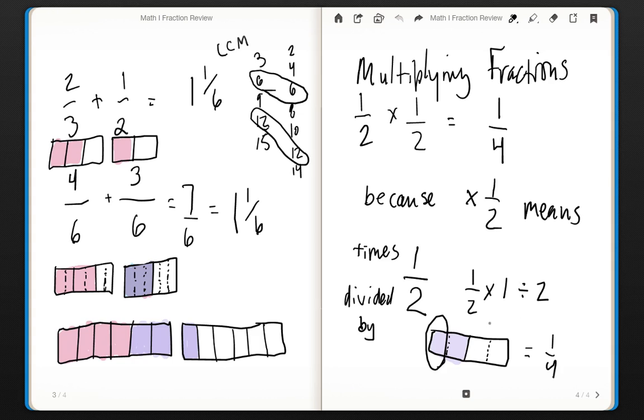Well, here's 1/2 colored in, and if I divide that in half, or divide that by 2, I'm left with 1/4. So 1/2 times 1/2 is 1/4.